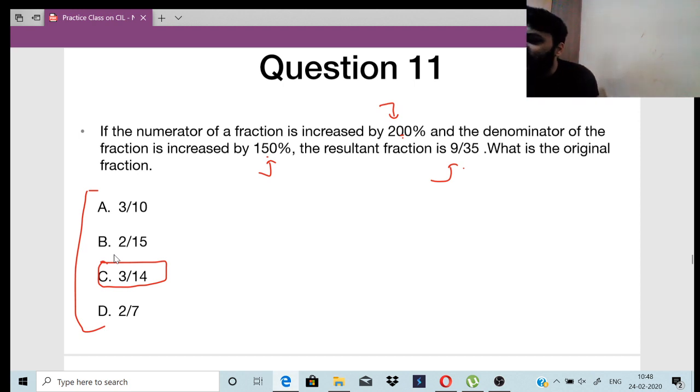40 seconds mein ho raha hai, right? You guys are able to solve everything within 40 seconds, right? 40 to 50 seconds. Last 4 questions are there.